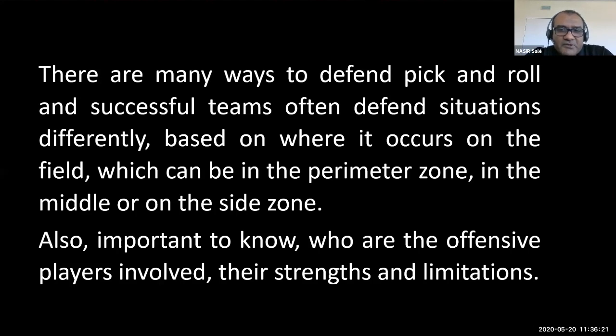There are many ways to defend the pick and roll. Teams often defend the situation differently, based on the court, whether in the perimeter zone, sometimes in the middle, or on the side zones. Also, it's important to know who the offensive players involved are. How is their quality? Who is the strongest? And sometimes we need to know who has limitations in the offense.